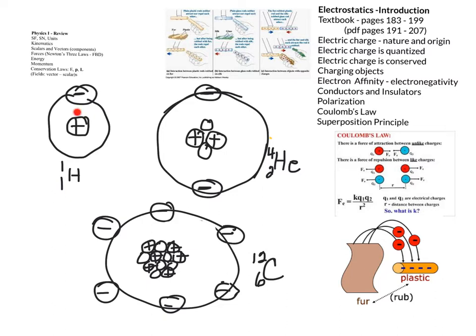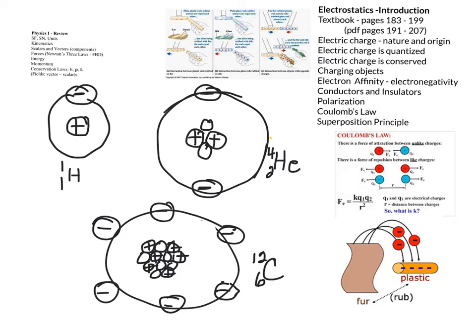So one proton is hydrogen, two protons are helium, and then it goes 3, 4, 5, 6 protons would be carbon. Hydrogen normally doesn't have a neutron. Helium in its most common form has 2 neutrons and 2 protons, and so has 2 electrons. And carbon has 6 protons and 6 neutrons, so 12 particles in the nucleus, and has 6 electrons.